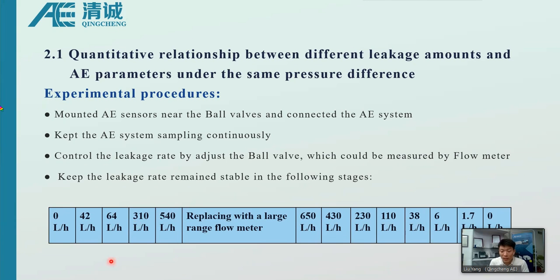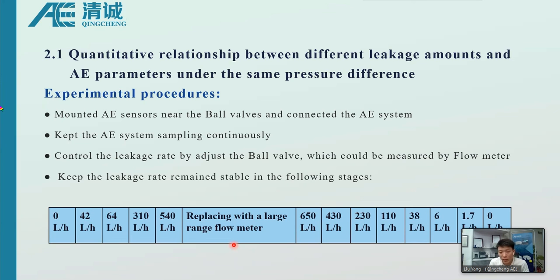First, we increase the leakage rate and then decrease it until it's 0. And here in this place we made a mistake: we chose the wrong flow meter, which was too small. So in this place we changed to the bigger one.